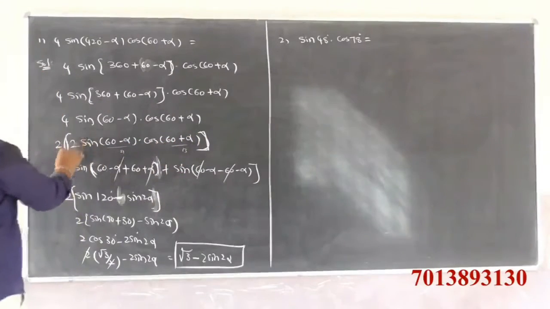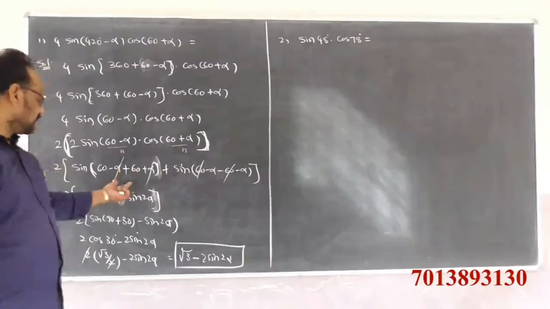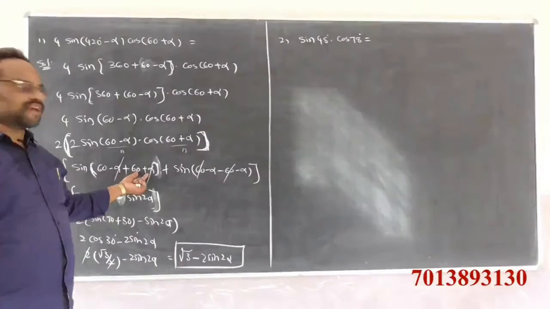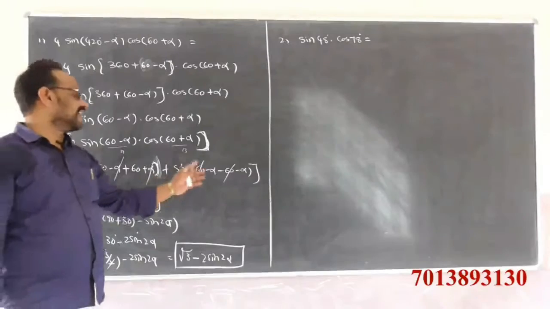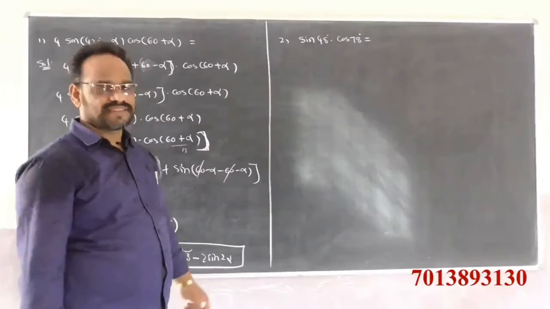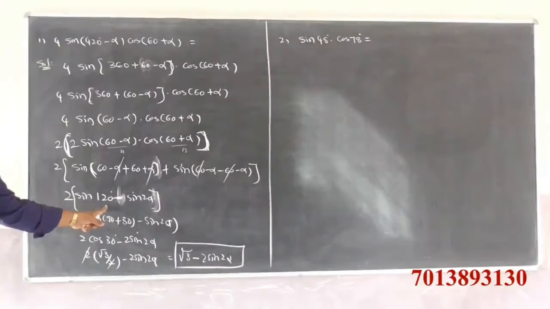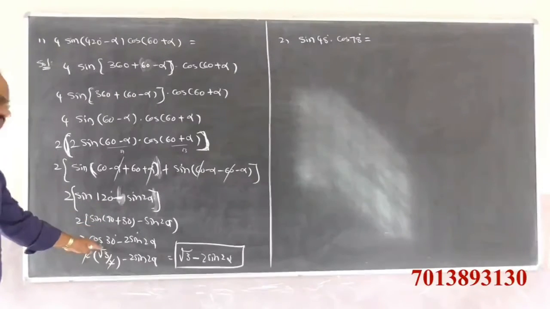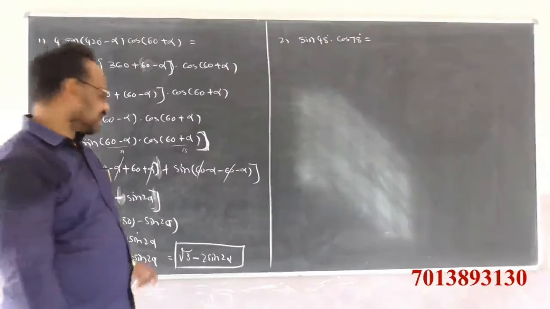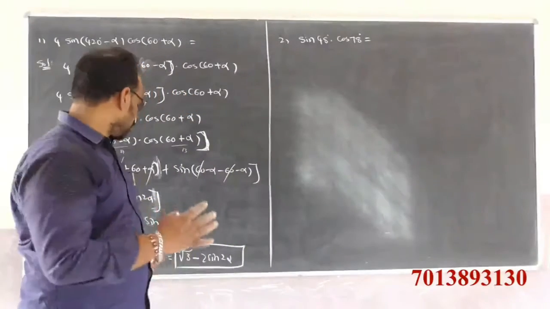2 sin A cos B is nothing but sin sum plus sin difference. That is sin A plus B, A value 60 minus alpha plus B value 60 plus alpha, plus sin A minus B, which is minus 60 minus alpha. So minus 60 plus 60 get cancelled, plus alpha minus alpha get cancelled. 60 plus 60, how much? 120. Sin 120 can be written as cos 30. 2 cos 30 minus 2 sin 2 alpha. Cos 30 is root 3 by 2, the 2 gets cancelled. We get root 3 minus 2 times sin 2 alpha.